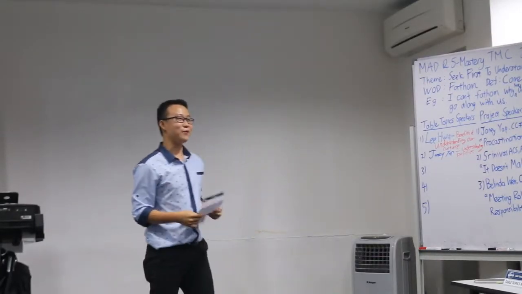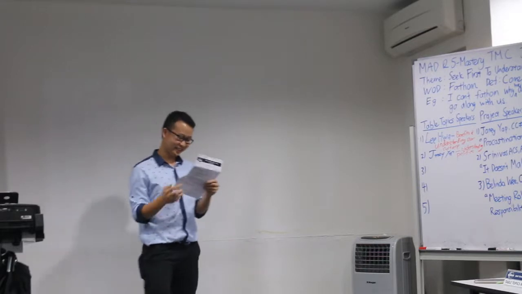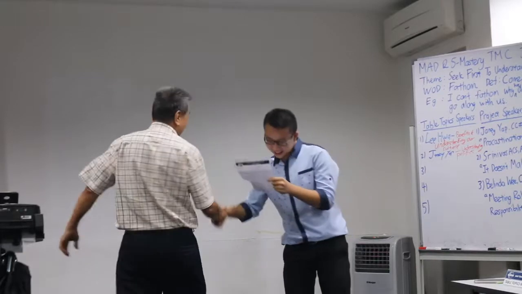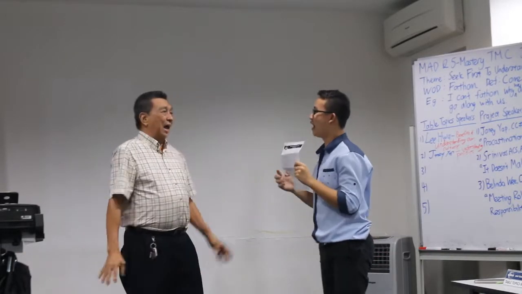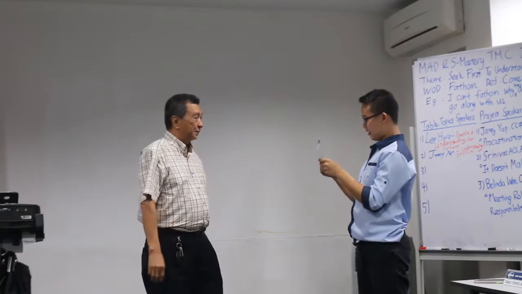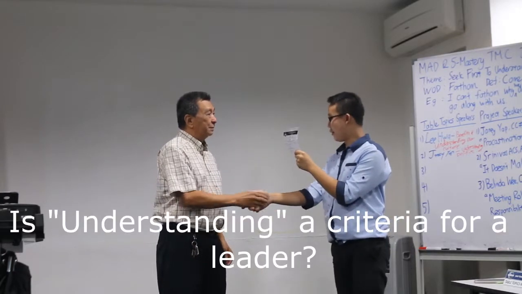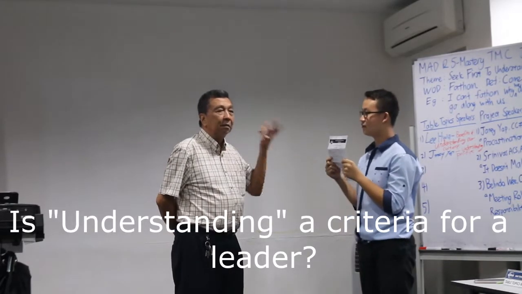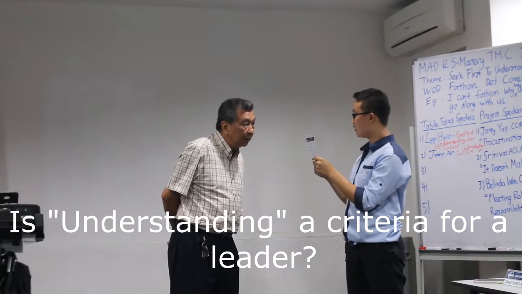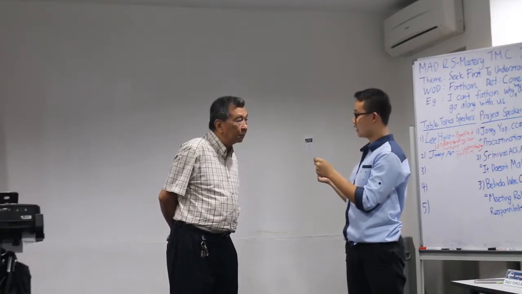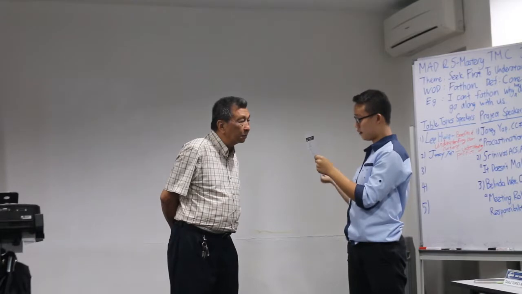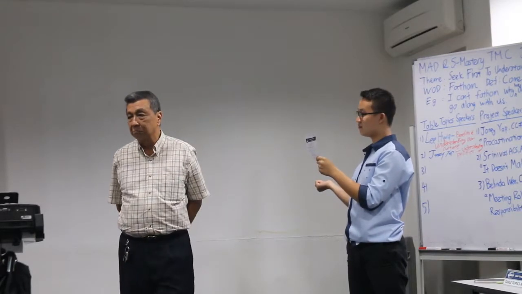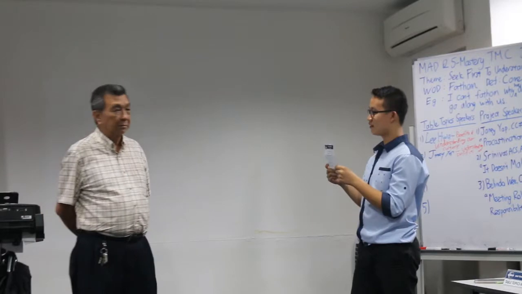Uncle Paul, welcome. Uncle Paul is fixed. Fix one, one is fixed. 2 to 3. Number 3. Number 3 is understanding criteria of a leader. Repeat again. Understanding criteria of a leader. It's a question. Understanding criteria for a leader. Of a leader, yes. Alright, thank you.